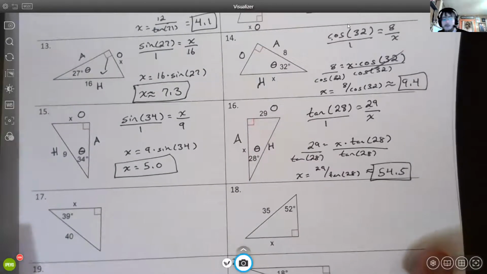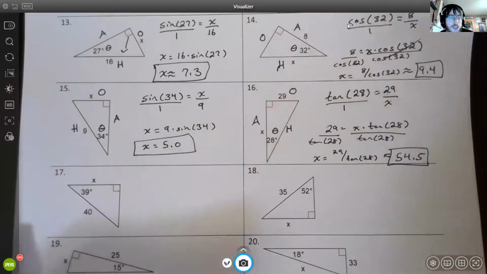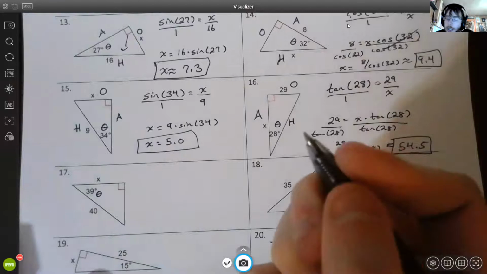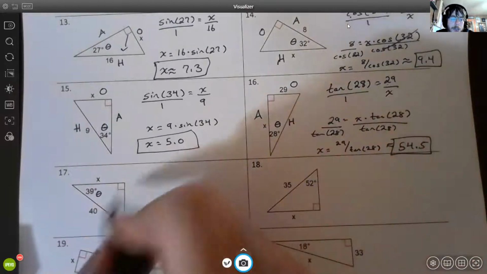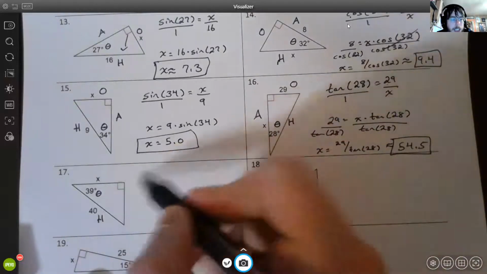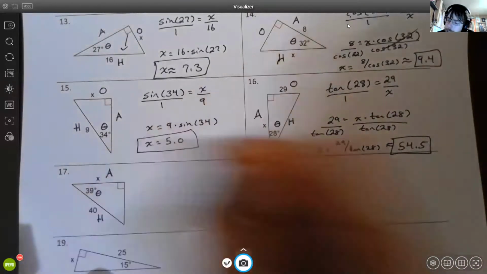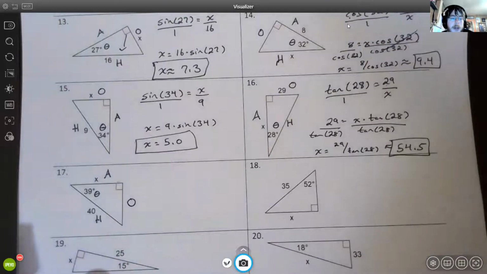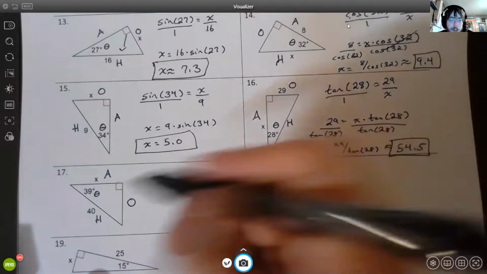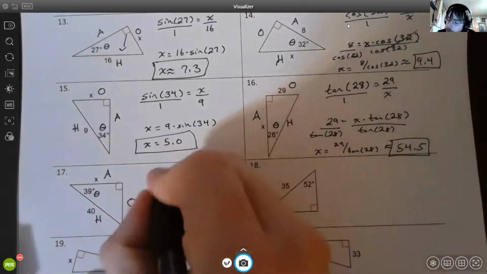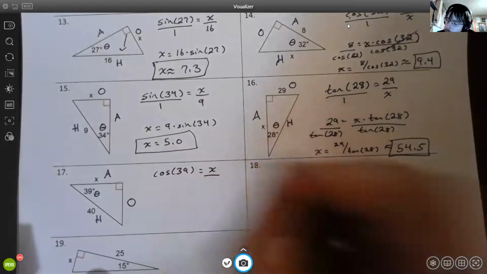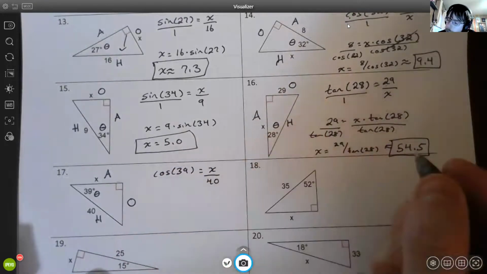Number 17, our theta is 39 degrees. Our hypotenuse is opposite the right angle, so that would be 40. Our x is touching theta, so that makes that the adjacent, and our empty side is O. So we have h, and we want to find A. The trig function that uses A and h is cosine. So cosine of 39 is equal to A, which is x, over h, which is 40.